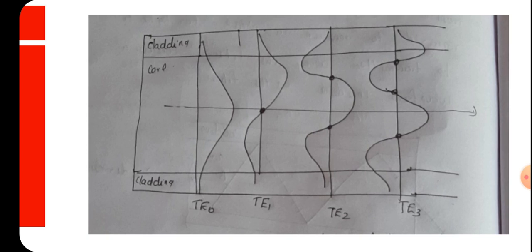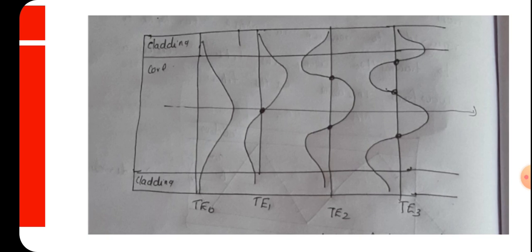Here we discussed a lower order mode and a higher order mode. There are also other modes like leaky modes, and leaky modes will not help in propagation, and they will vanish as the light propagates through the core of the fiber.